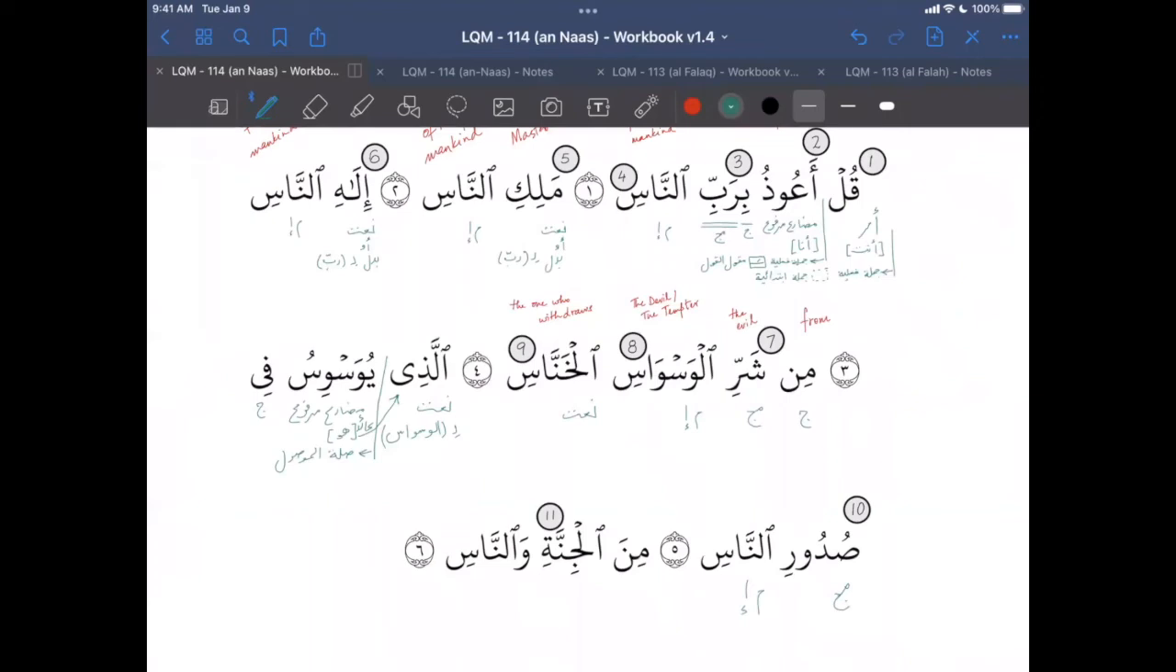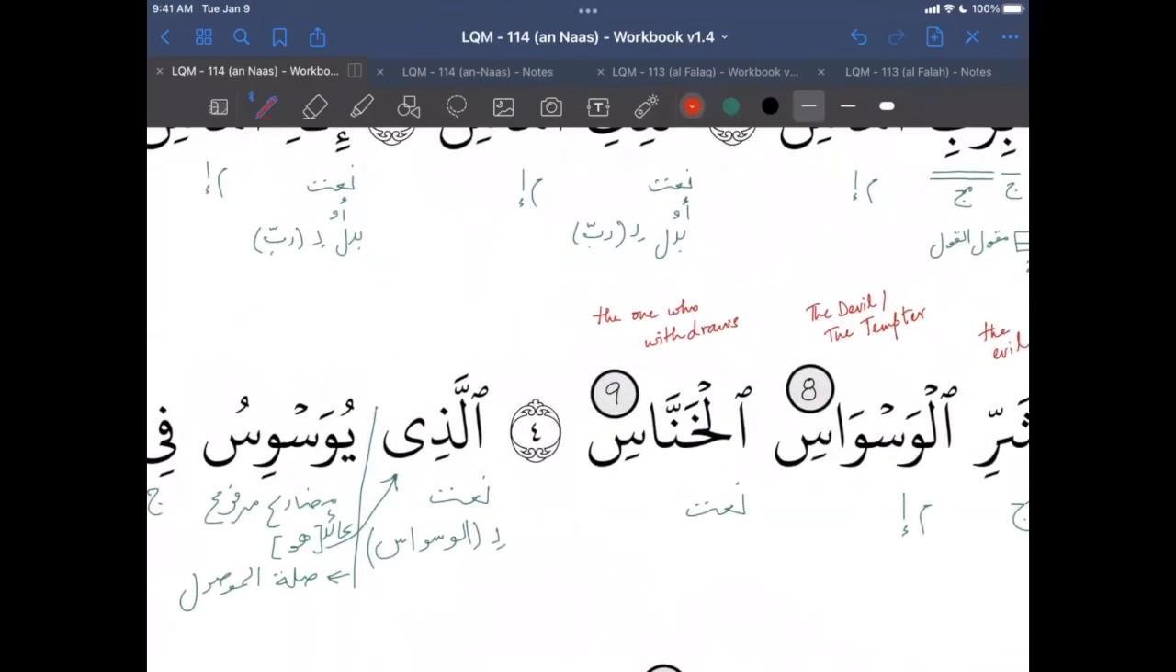Let's look at the meanings. Alladhi, we know the meaning: the one who. Waswasa yuwaswisu, same meaning: the one who whispers.